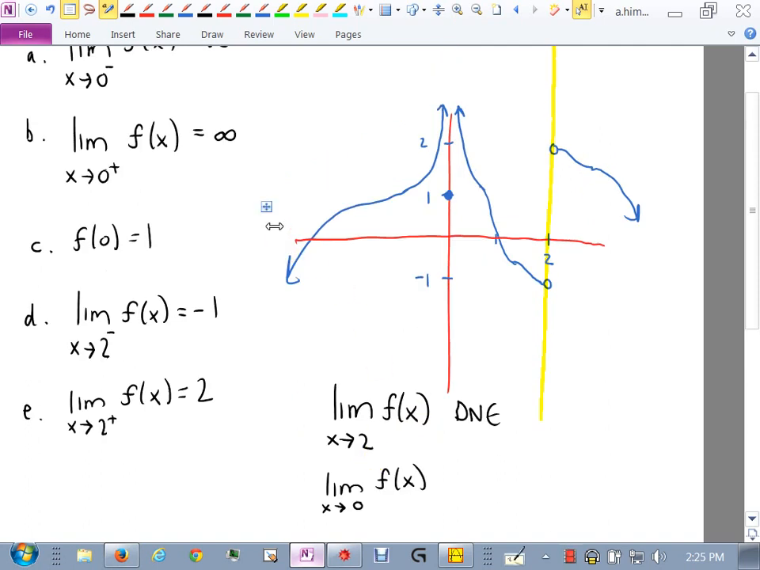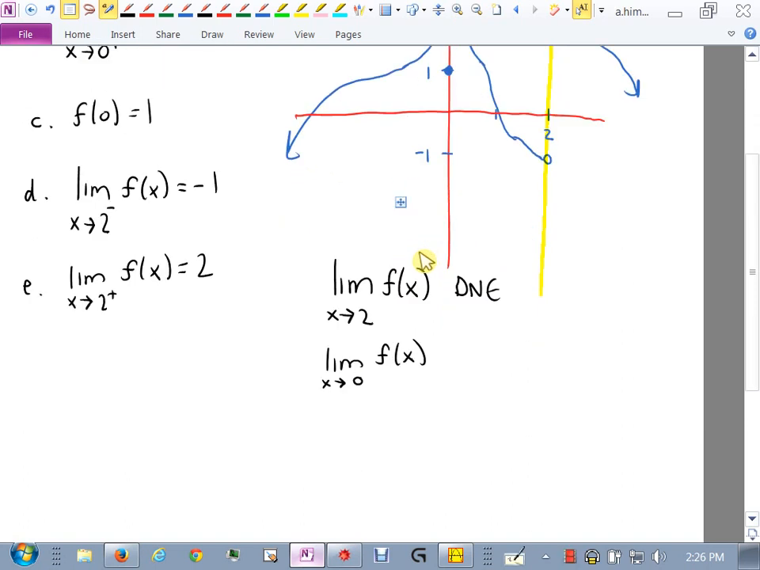Infinity. Because from the left it's headed to infinity, and from the right it's headed to infinity. They're headed to the same place, infinity.